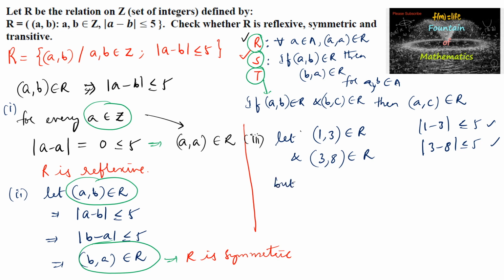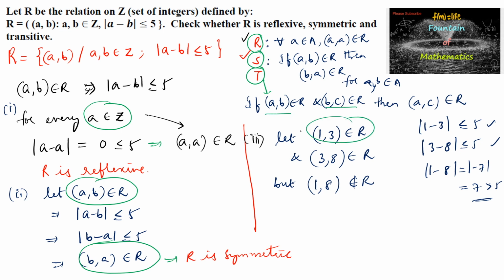But 1 minus 8, if we see, is modulus of negative 7, that is 7, which is not less than or equal to 5, it is greater than 5. So we can say that (1, 8) does not belong to the relation. So (a, b) belongs to R and (b, c) belongs to R, but (a, c), that is (1, 8), does not belong to R. With this example we can say R is not transitive.